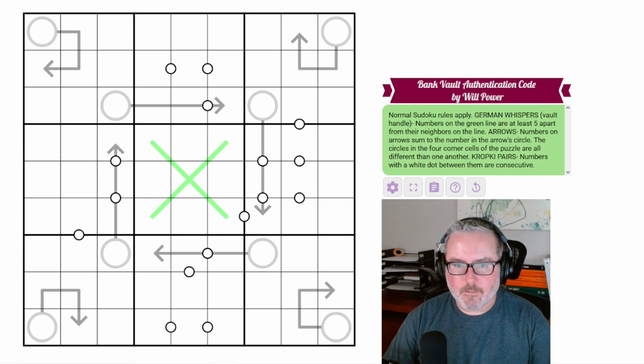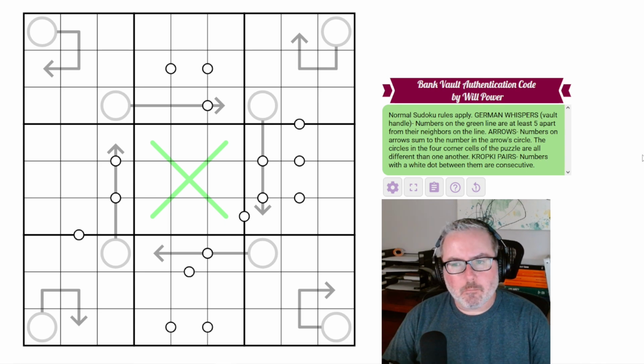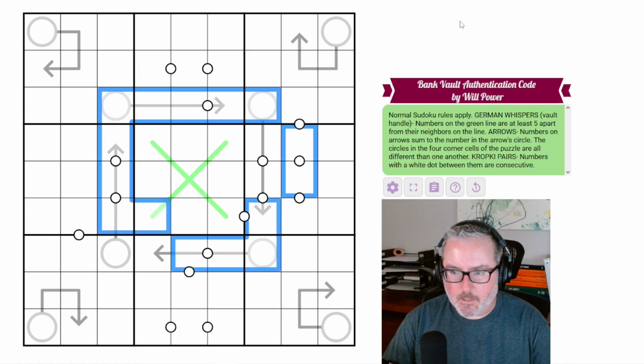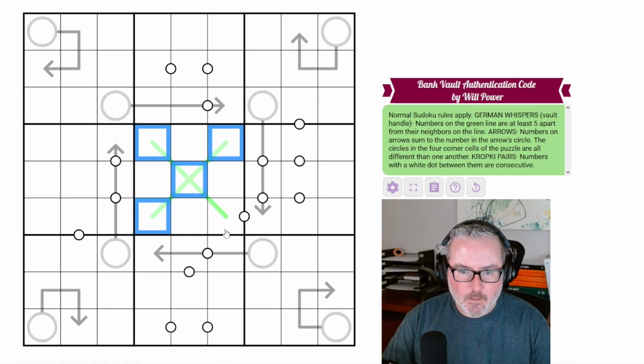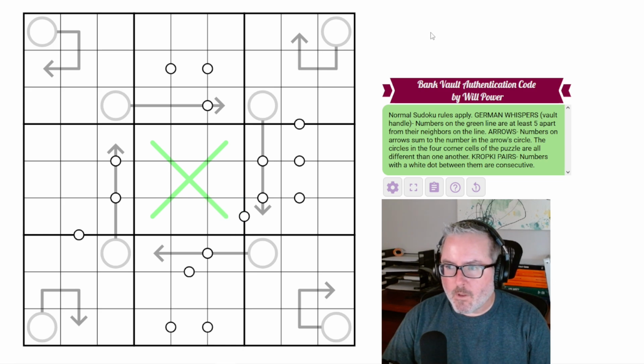So today we have another good looking puzzle, like always. And this one is called Bank Vault Authentication Code by Will Power. I guess this is our bank vault, and here's maybe part of the keypad, or this is the wheel that you spin to try to get into the bank vault. But anyway, you know how I like to try to figure out what everything looks like on these things. So let's just jump into the rules, because there's not much else to say at this point.